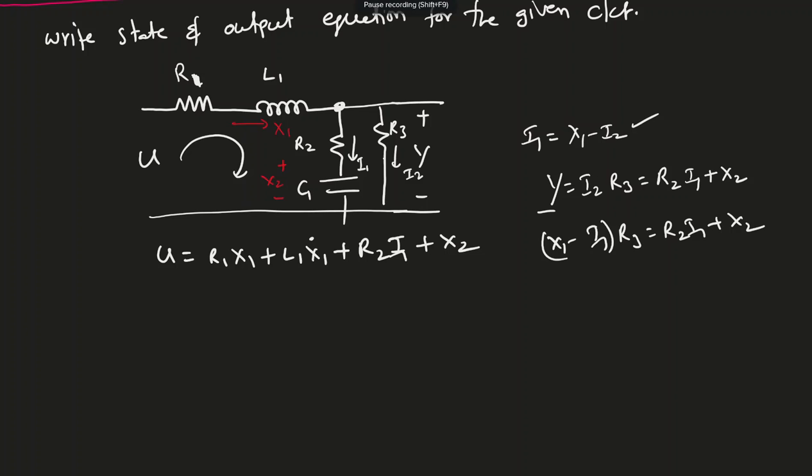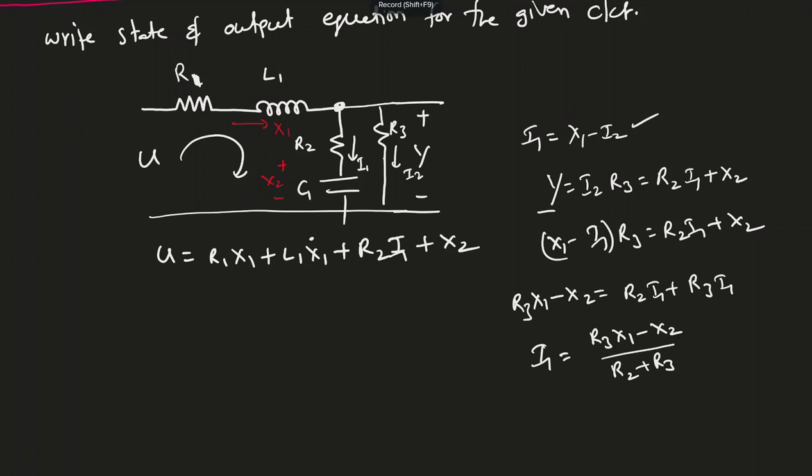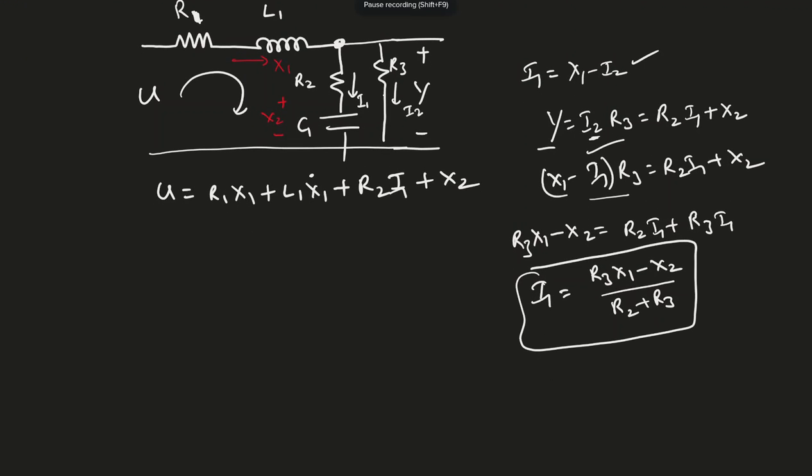Now simplify it. To simplify, I replaced I2 with x1 minus I1. So x1 minus I1 times R3 equals R2 I1 plus x2. I just copied it on the right hand side. So now I have minus I1 R3 and R2 I1. I move the I1 R3 to the other side and x2 to the other side. So I end up with the I1 value: I1 equals R3 x1 minus x2 over R2 plus R3.